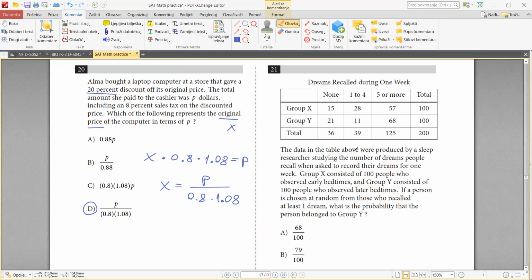Now we have the data in the table above, which was produced by sleep researcher studying the number of dreams people recall when asked to record their dreams for 1 week. Group X consisted of 100 people who observed early bedtimes, and Group Y was otherwise. If a person is chosen at random from those who recalled at least one dream, what is the probability that the person belonged to Group Y?